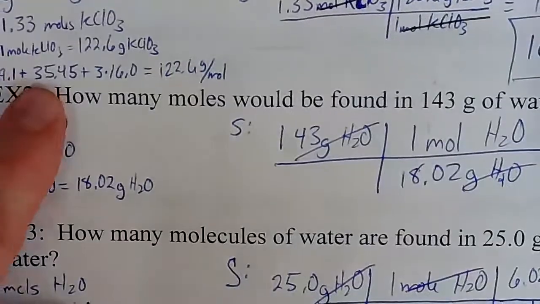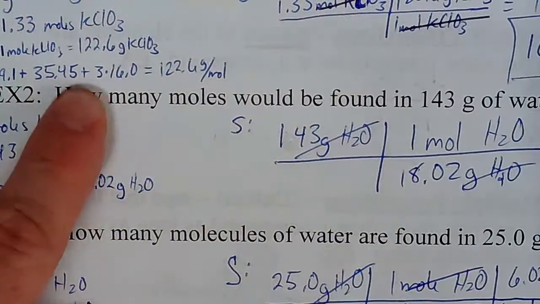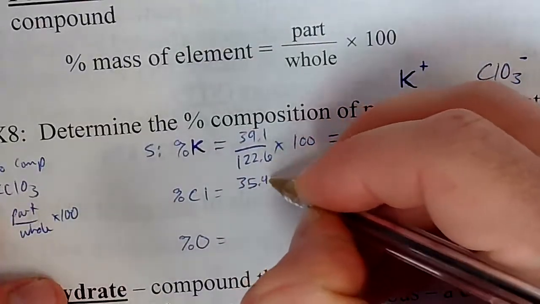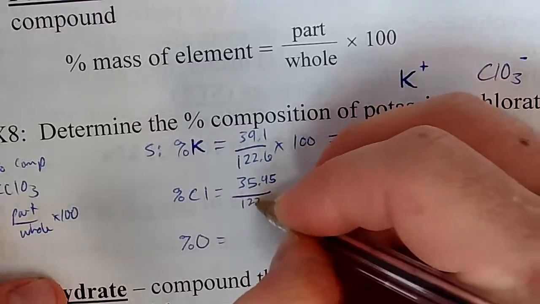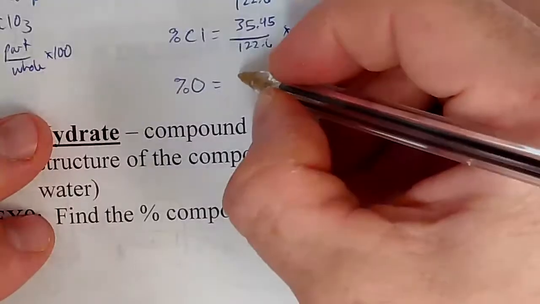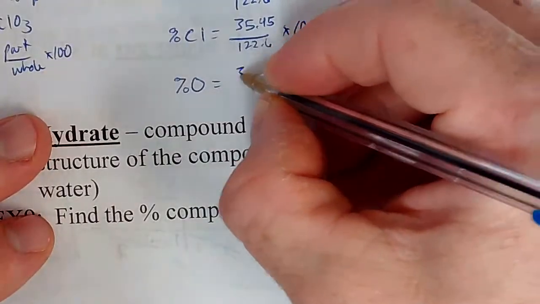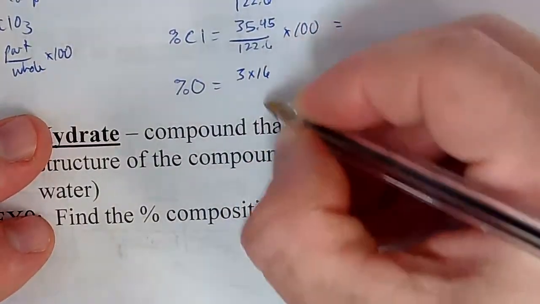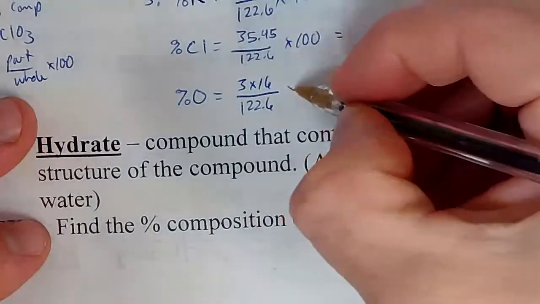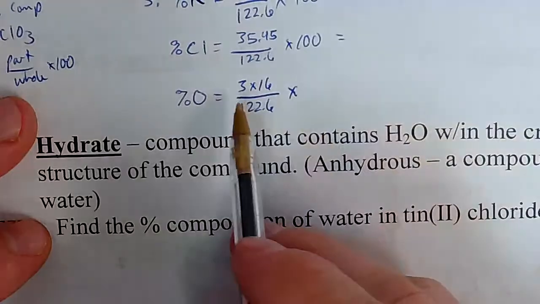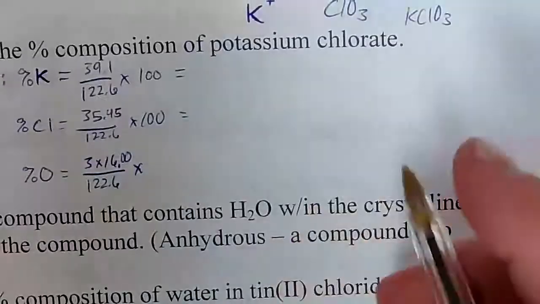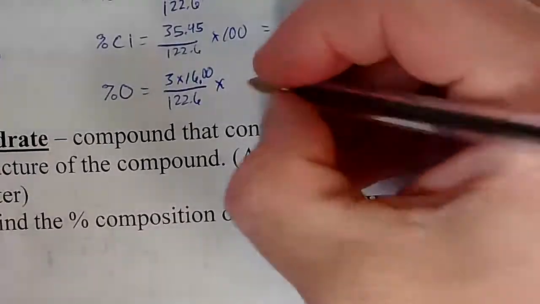Setup for the chlorine would be similar. It's going to be the 35.45 divided by 122.6. And then the oxygen, and just to make sure nobody's wondering this, why did we do 3 times the oxygen mass? Yeah, there's 3 oxygens in the formula.